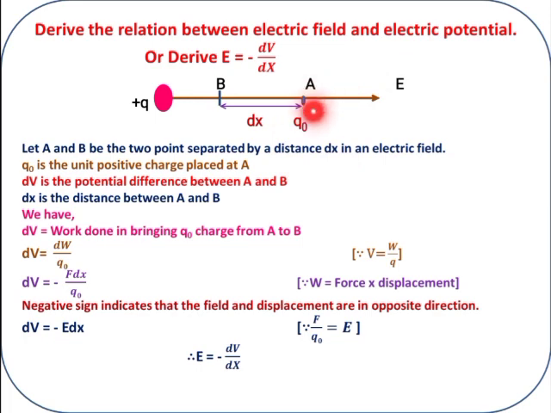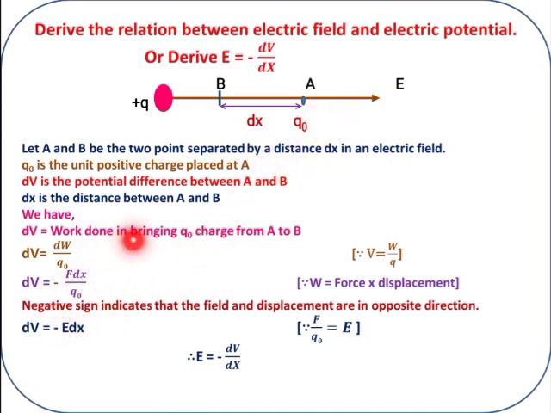Suppose we shift this charge from the position A to B, then what is the distance? The distance is dx. If we shift from A to B, is work done or not? If we are moving this charge from A to B, definitely there is work done. I hope this diagram is clear, whatever points I mentioned here, and I hope you understood all these points properly.